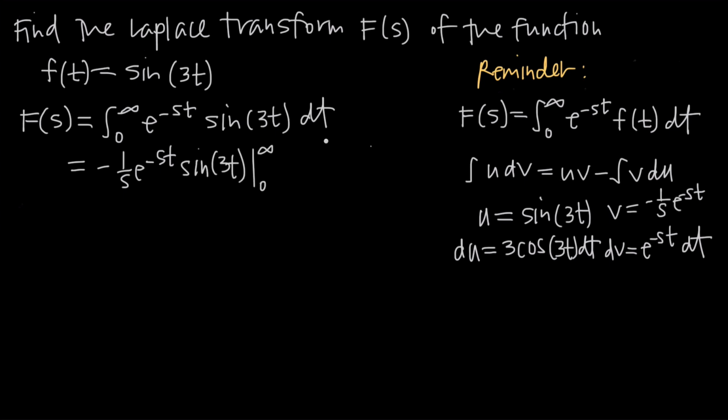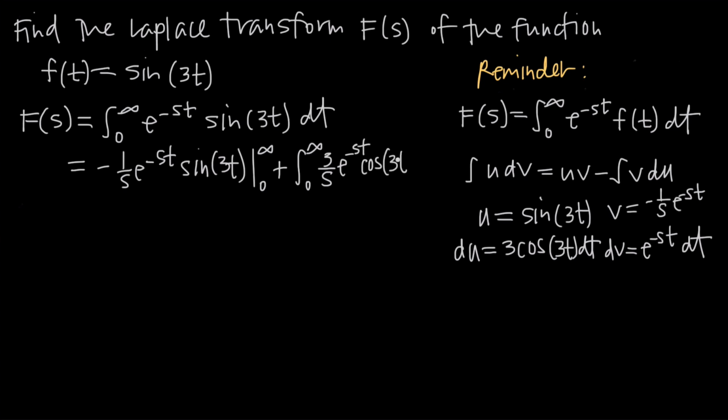Then according to our integration by parts formula, we're going to subtract the integral from 0 to infinity of v du. So when we take v and multiply it by du, we've got 3 and negative 1 over s, so let's call that negative 3 over s, but we can pull that negative sign out in front and make this a positive, so we just end up with plus 3 over s e to the negative st, and then cosine of 3t dt.